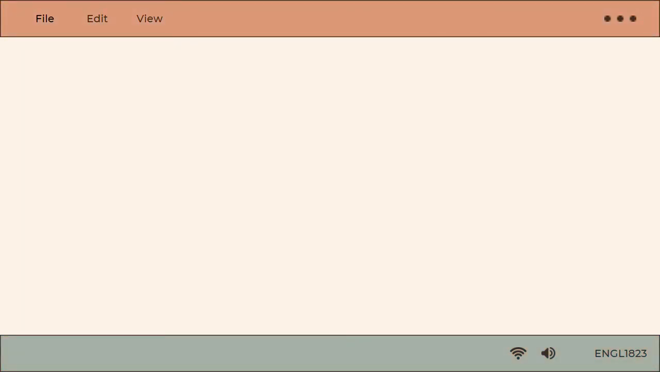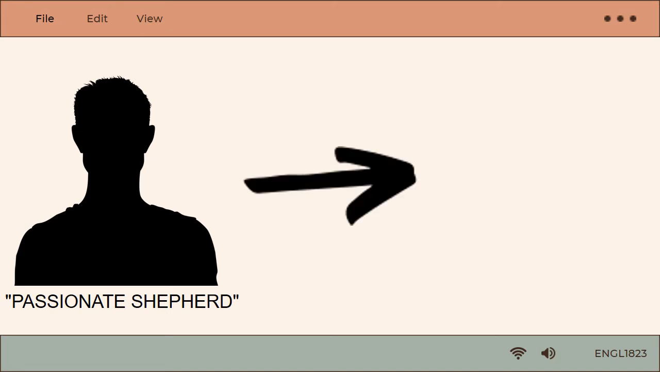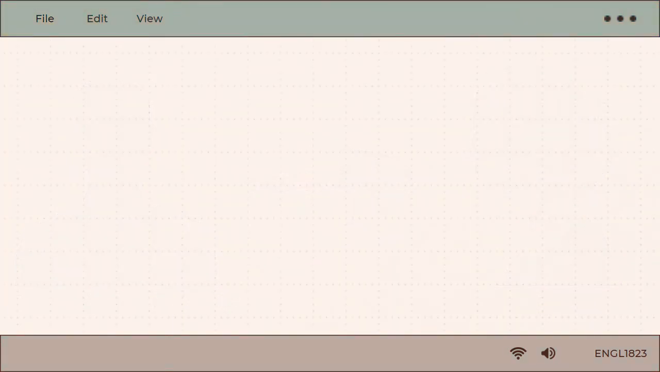The title would have you believe that the speaker is a man, a passionate shepherd, and that his love is presumably a woman. Since Marlowe wasn't the one who gave the poem its title, though, we're going to hold off on making any judgments until the text of the poem confirms the shepherd business. Now on to line 2.